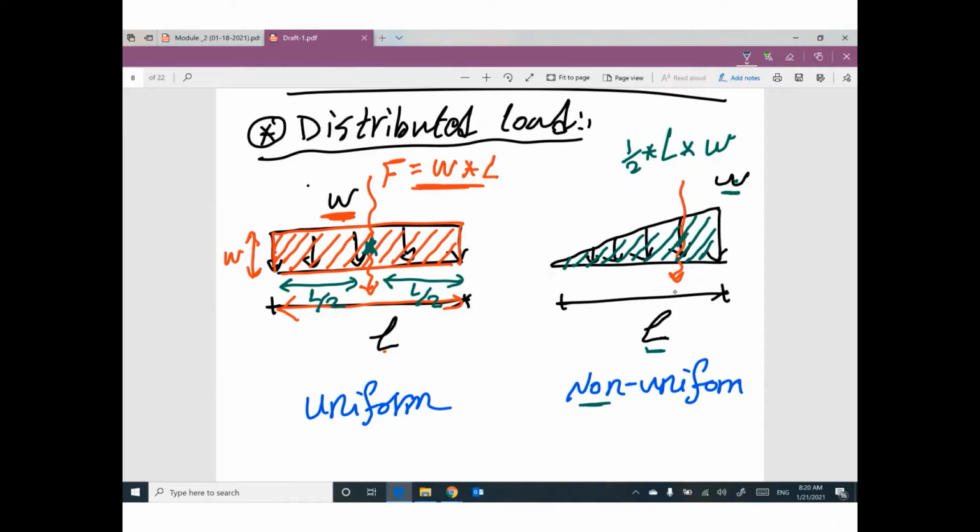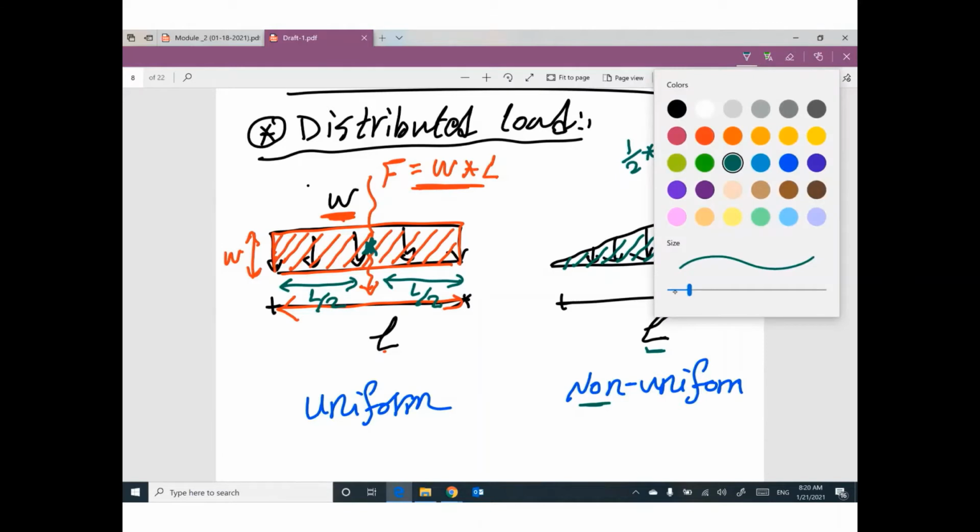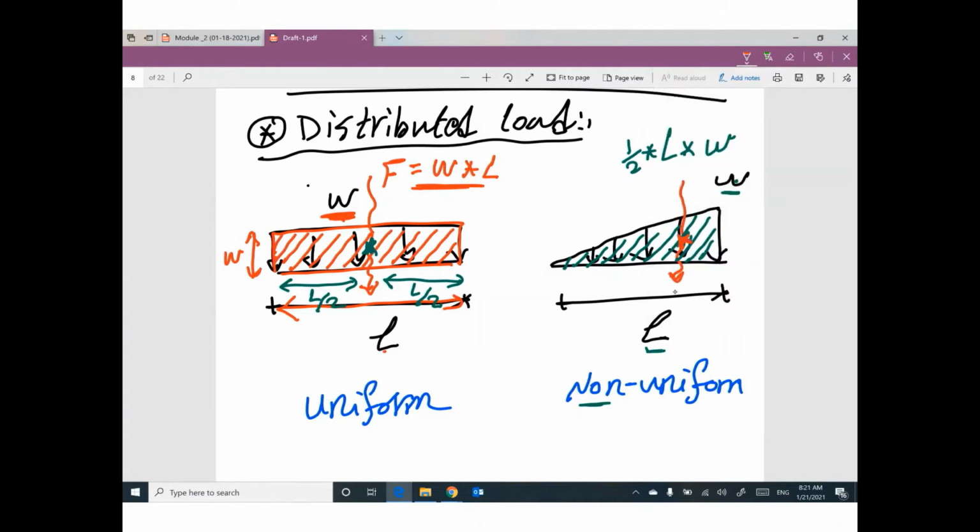Where is the position of this distributed load? At the centroid of this right angle triangle. So from this side it will be 1/3 L. From the other side it will be 2/3 L.